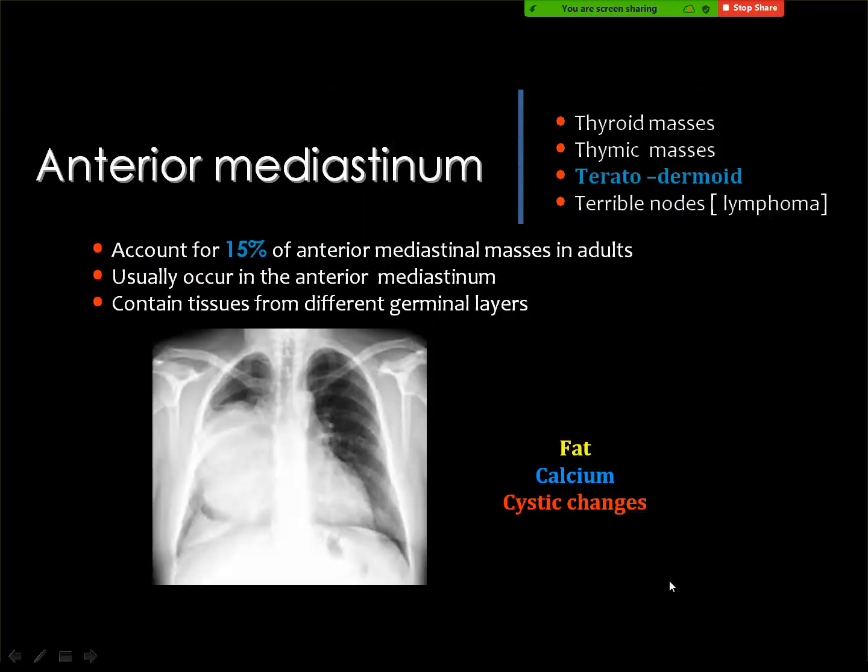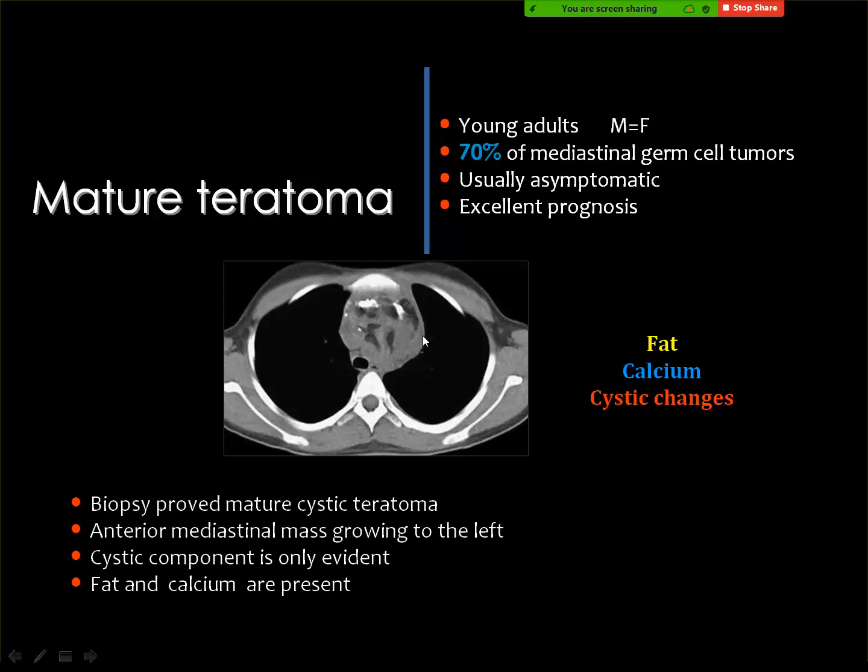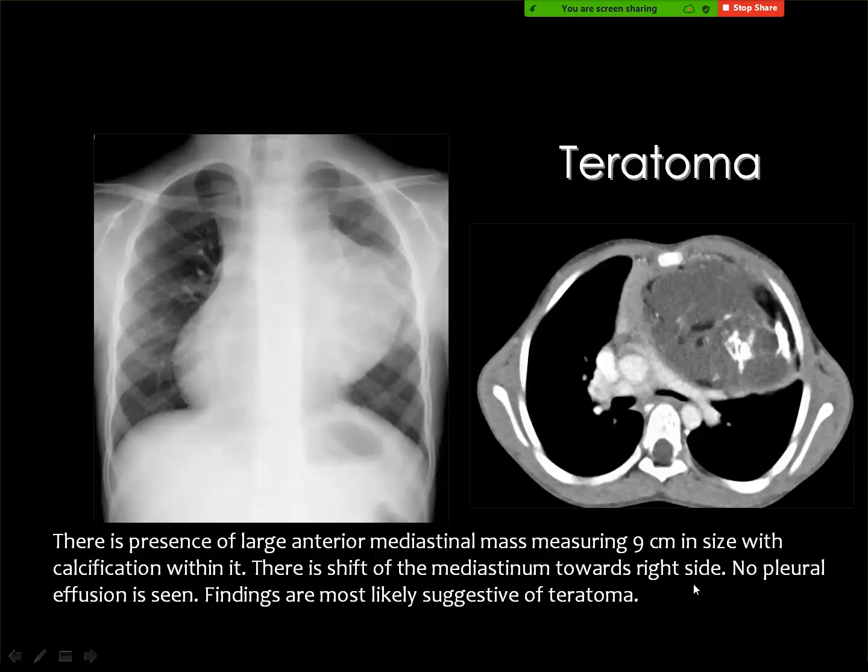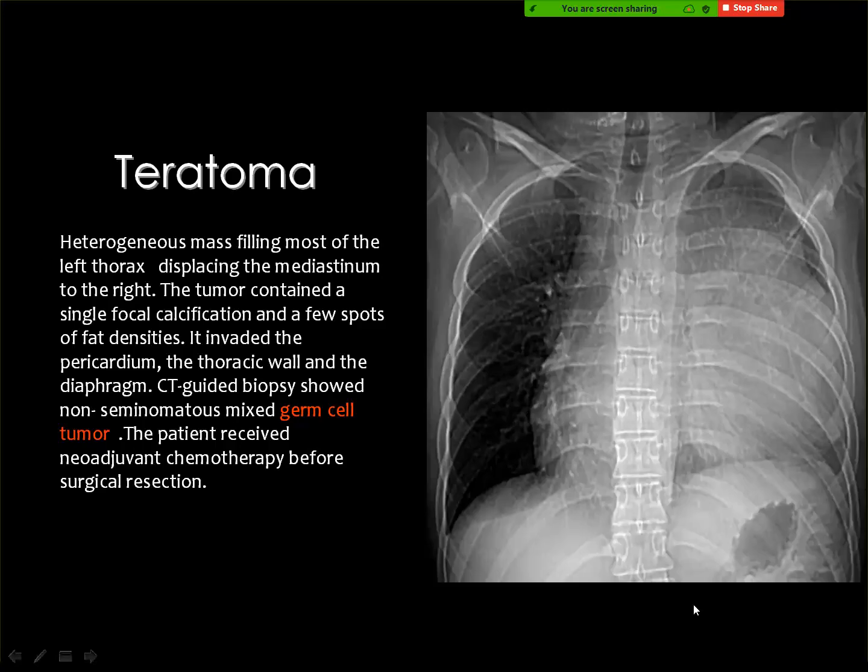If calcium is present, well and good. If not, there should be 2 of these 3, but fat is essential. There should be fat in the mass to diagnose teratoma. Like this one, there is an anterior mediastinal mass with fat hypodensities, dense calcification, and soft tissue component, classic appearance of cystic teratoma. Another example, a mass in the chest, and the CT scan showed the presence of fat and the calcium and the soft tissues, diagnostic of teratoma.